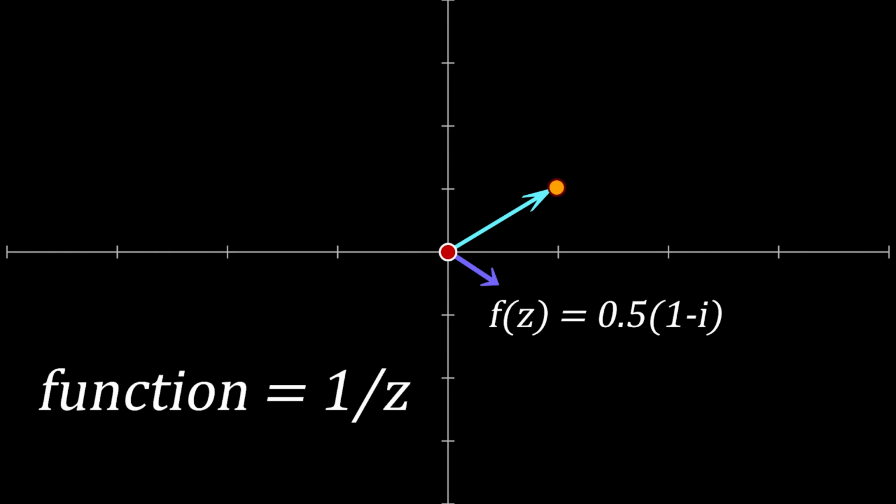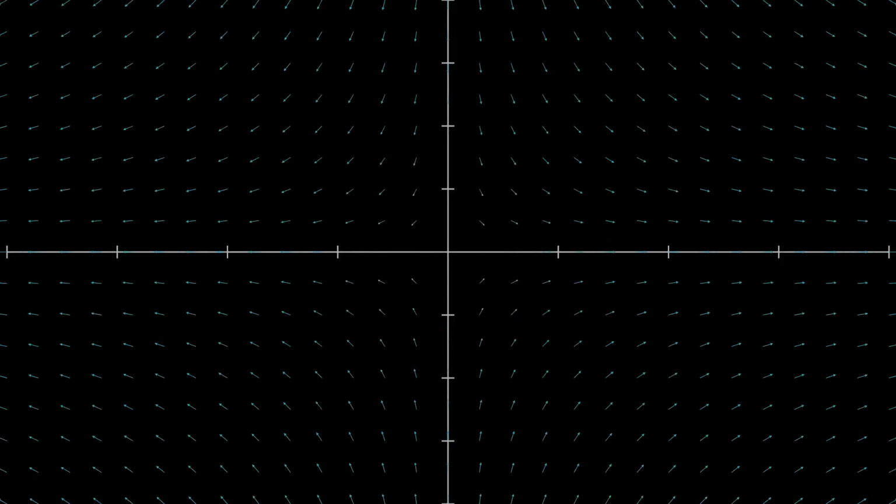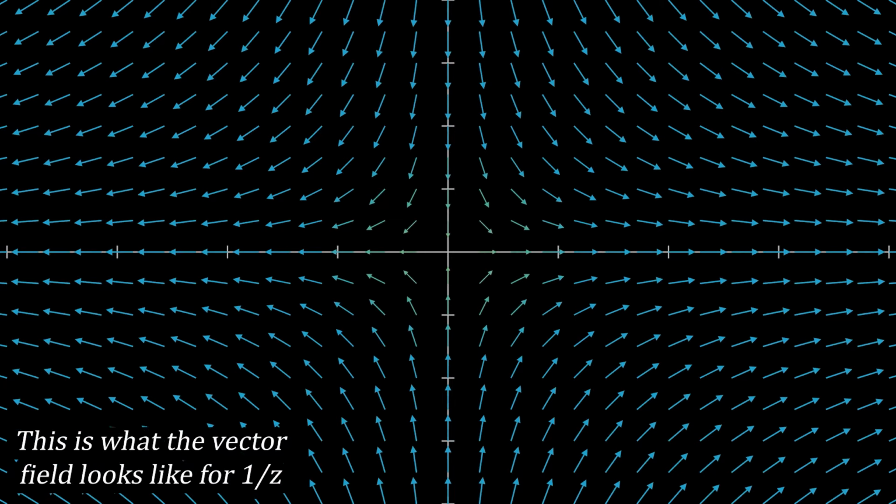Now, imagine translating the tail of this output vector to our input point 1 plus i. This is the vector we want to see in our vector field. If we then do this with every output vector for our function, we can look directly at our input point on the plane and see that the vector emanating from it captures the phase and the modulus of f of z at that point.